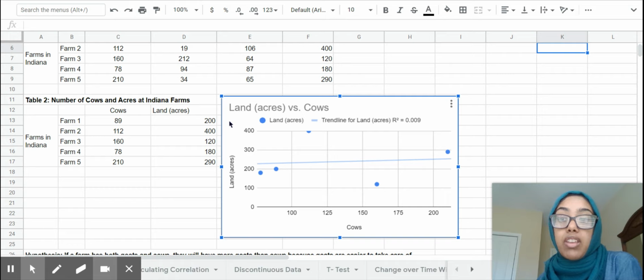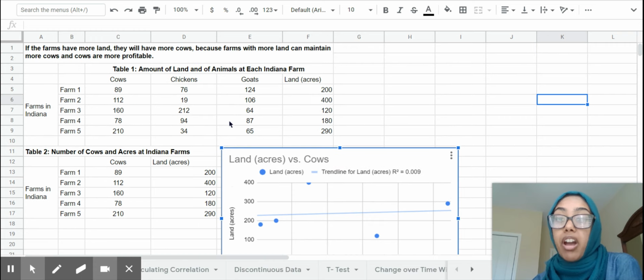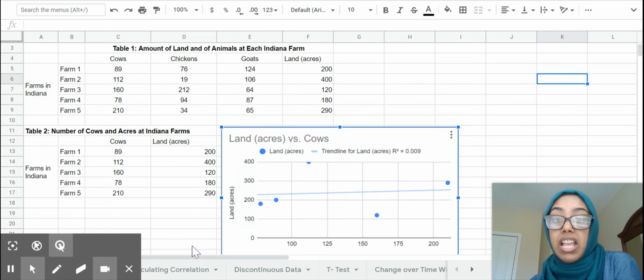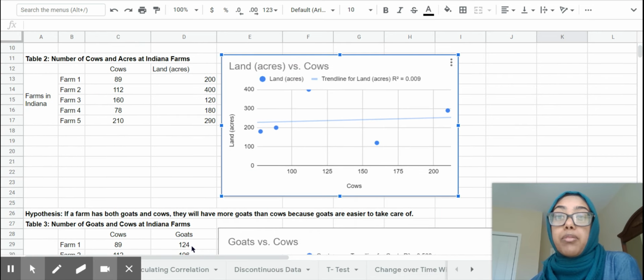So based off of this, I know that my correlation between the amount of land and the number of cows per farm in Indiana is very, very weak. There's no correlation there. So when I look back at my hypothesis that states that if farms have more land, they will have more cows, I can say that based off of an R-squared value of 0.009, we reject the hypothesis that the amount of land that you have influences the number of cows that you have.